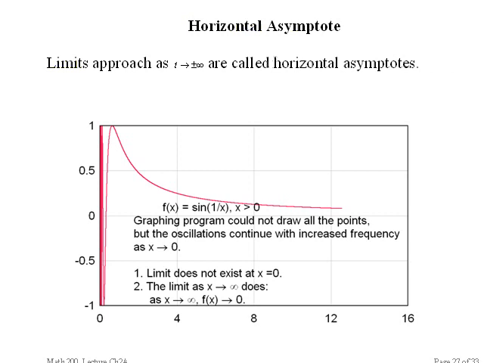This is an example of a horizontal asymptote. In this case, we're looking at the function we looked at before, the one that had wild oscillations as x approached 0. But as x gets bigger and bigger, this function approaches the line y equals 0. So its limit as x approaches infinity is 0. f of x is approaching 0. This is its horizontal asymptote. The horizontal asymptote is the line y equals 0 because the function approaches it as x approaches infinity.